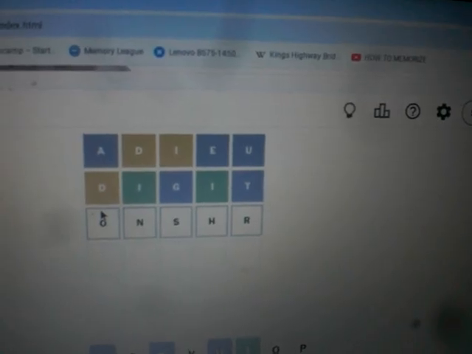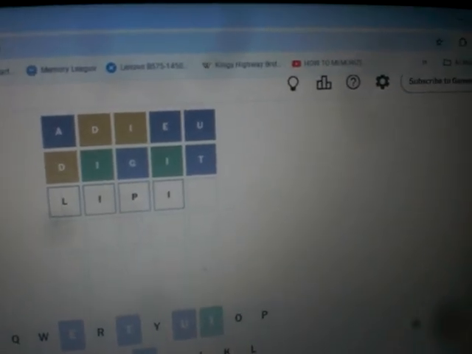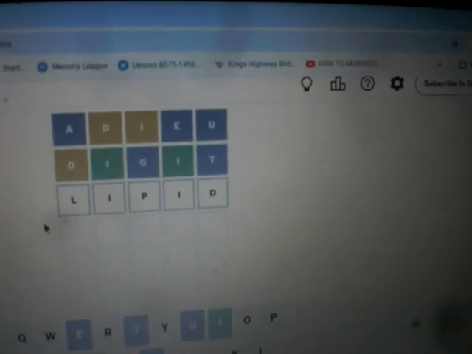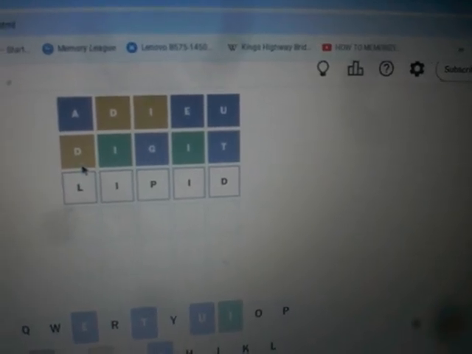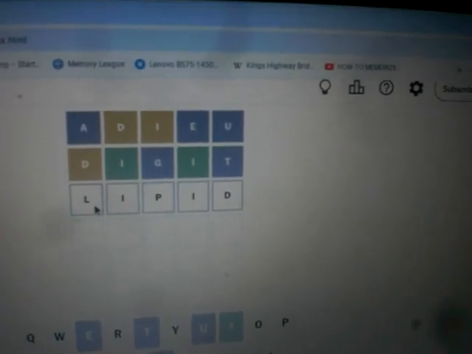A, B, C, D, E, F, G, H, I, J, K, L, lipid. There we go. Lipid. L-I-P-I-D. We might get this in 3. All right, before we finish, let's go M, N, O, P, Q, R, S, rigid. Oh, can't use the G. T, U, V, W, X, Y, Z. So that's it, but let's go through the L's first.